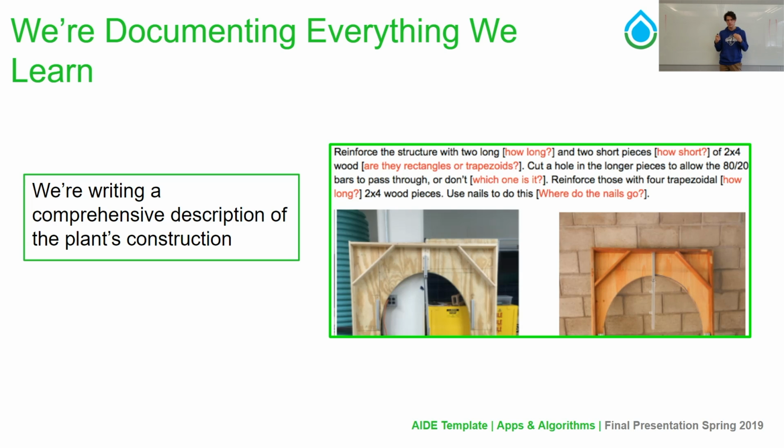And hopefully when we finish this document and fill in all the missing details, it will be the first fully comprehensive document that describes exactly how the 1 liter per second plant is built. Here's a picture of it. The red bits are questions that we need to ask and figure out.